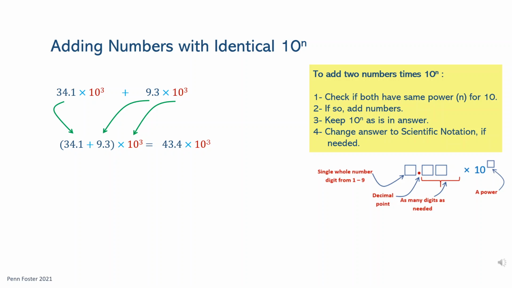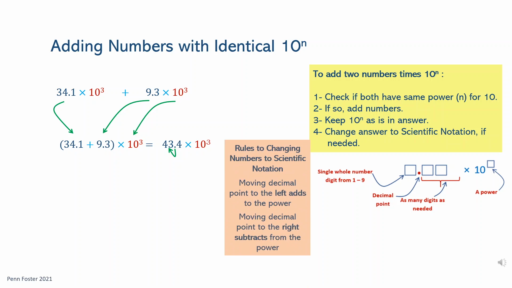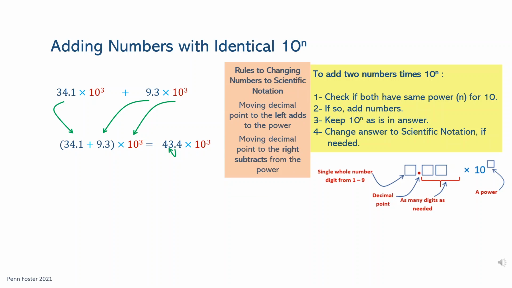Move the decimal point to the left one time. This move will have to reflect on the power of 10. Add 1 to power 3. The final answer is 4.34 times 10 to power 4.